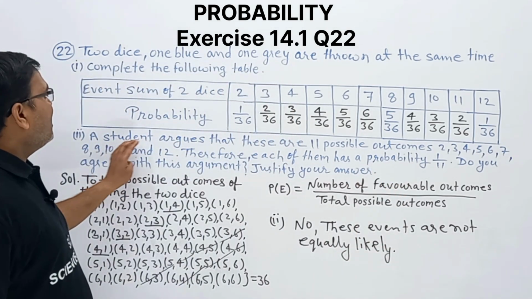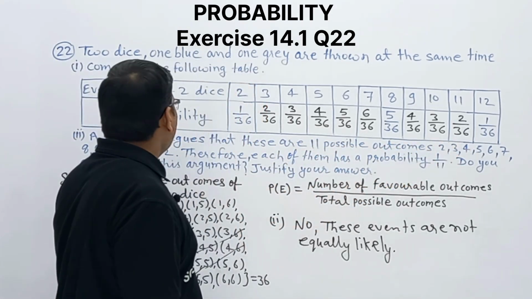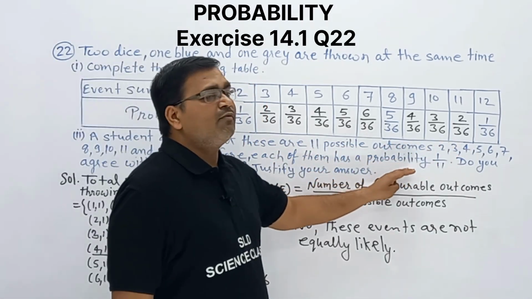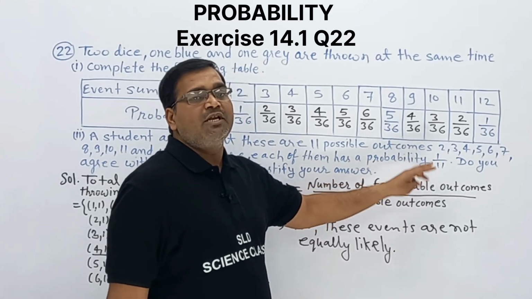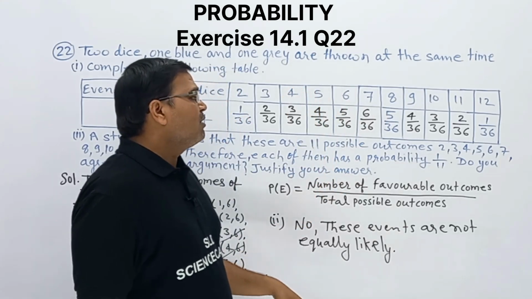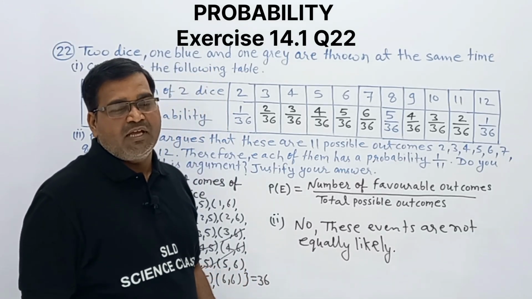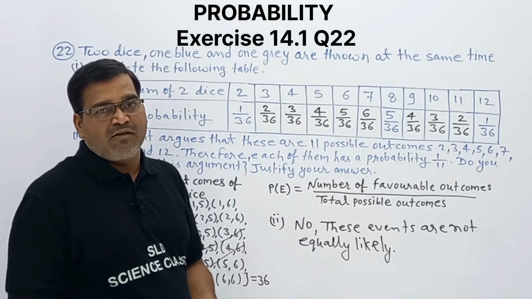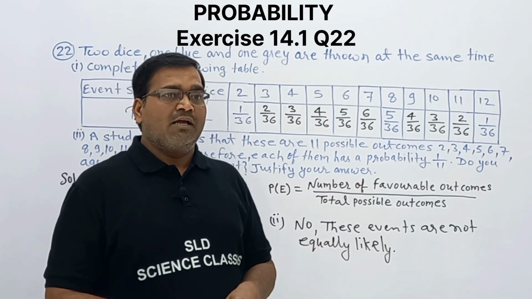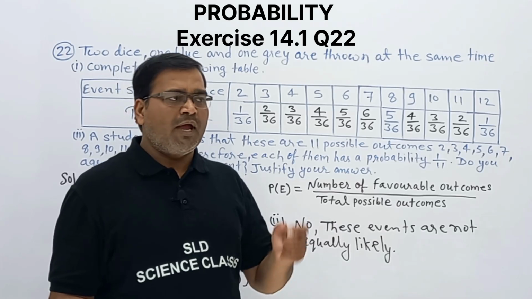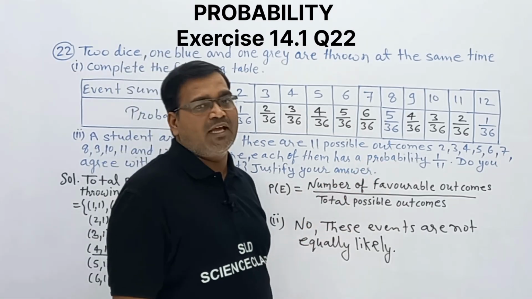Observe, a student argues that these are 11 possible outcomes, each of them has a probability 1 upon 11. This is not correct. This is possible only if these outcomes are equally likely. Equally likely means 50-50% chance. Like when we toss a coin, we are getting either head or tail. So head or tail, these are what? Equally likely events. So this situation is not there.